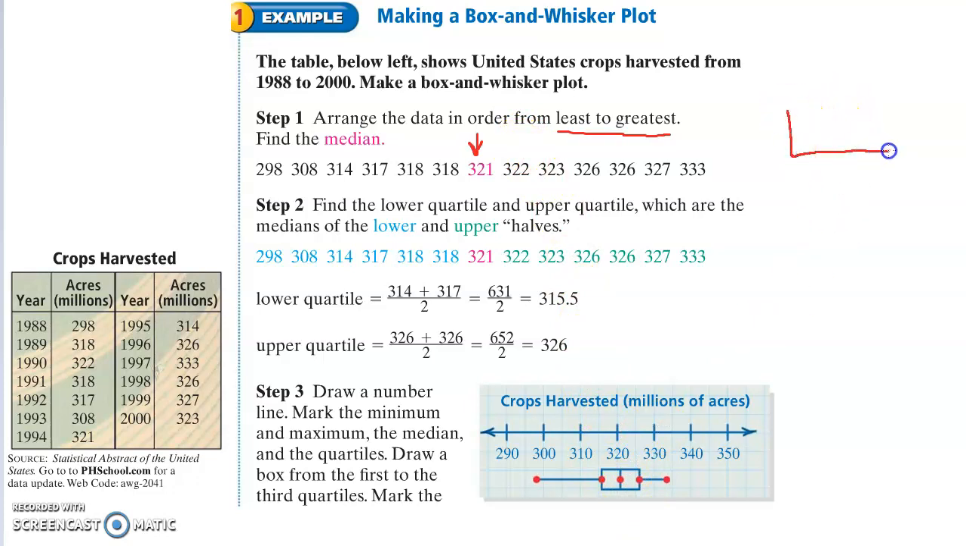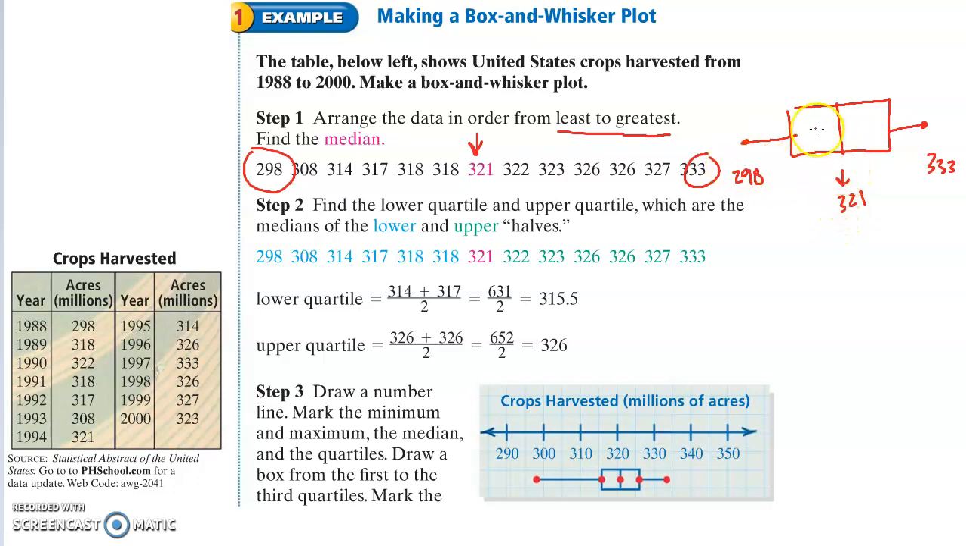So remember, we're going to have a box and whisker plot. It's going to look something like this. And this middle part right here is going to be 321. We also know our smallest number is 298, and our biggest number is 333. So that means that we have the ends of our whiskers and the middle of the box.